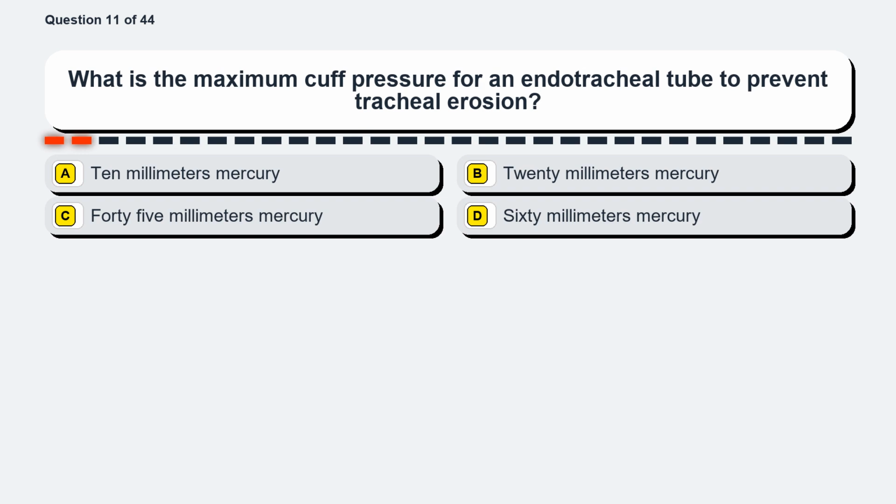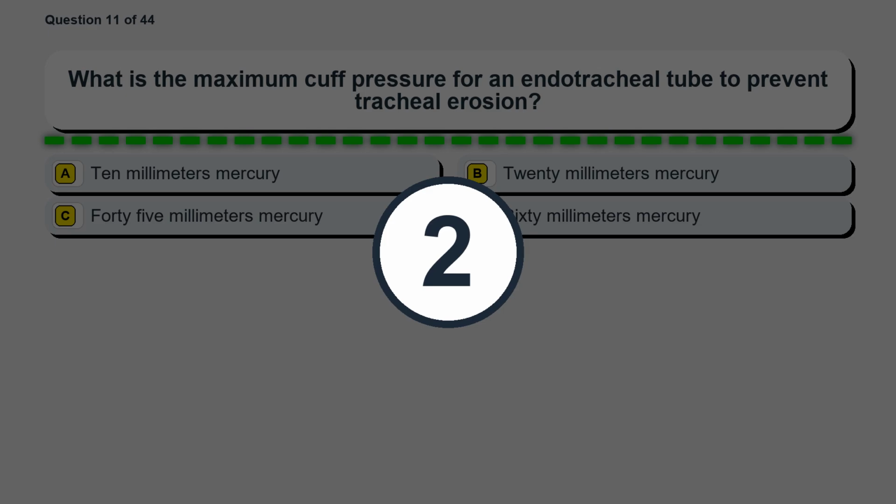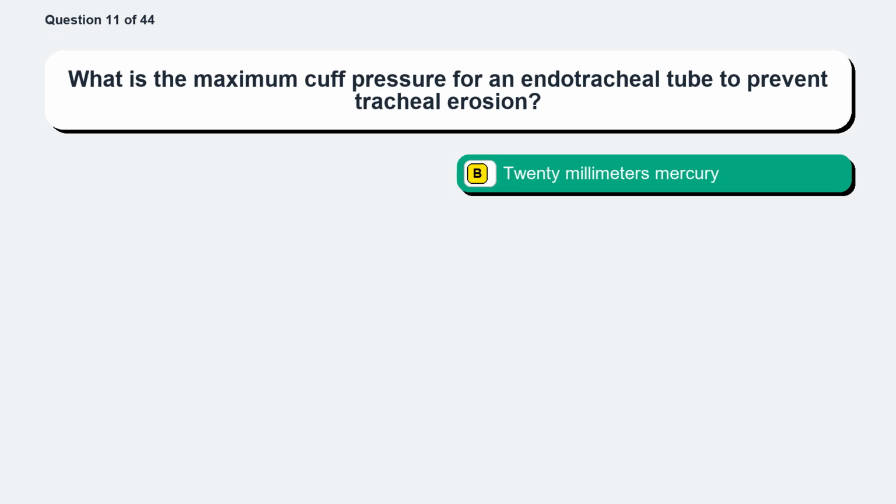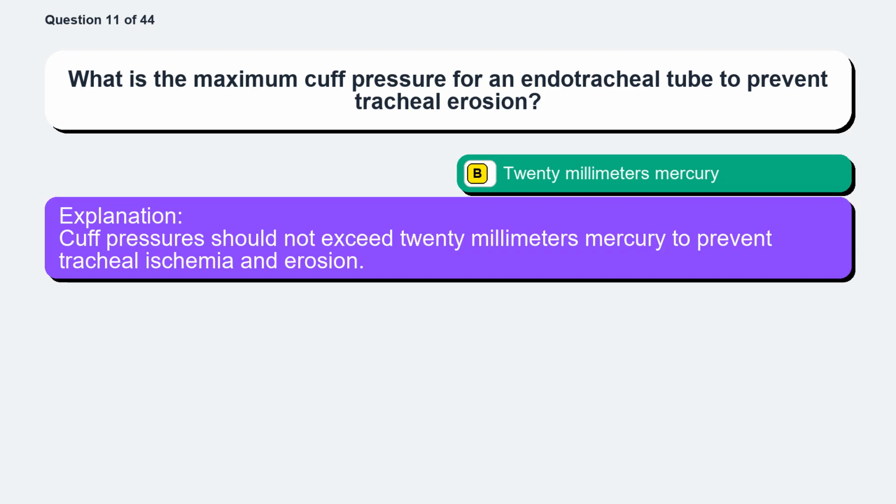Question 11. What is the maximum cuff pressure for an endotracheal tube to prevent tracheal erosion? Option A, 10 mm mercury. Option B, 20 mm mercury. Option C, 45 mm mercury. Option D, 60 mm mercury. The correct answer is option B, 20 mm mercury. Cuff pressures should not exceed 20 mm mercury to prevent tracheal ischemia and erosion.